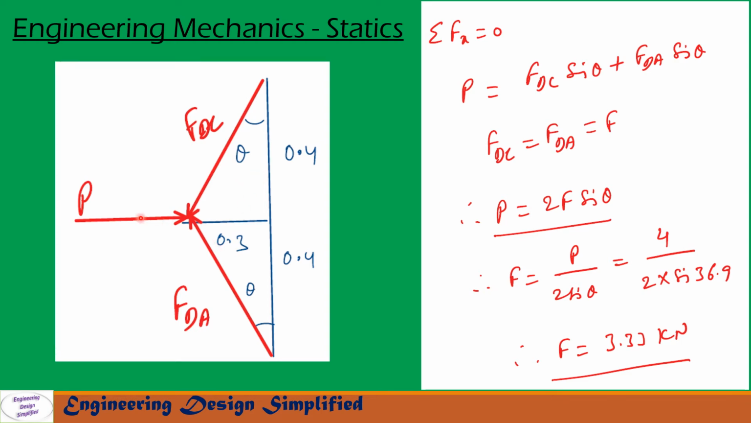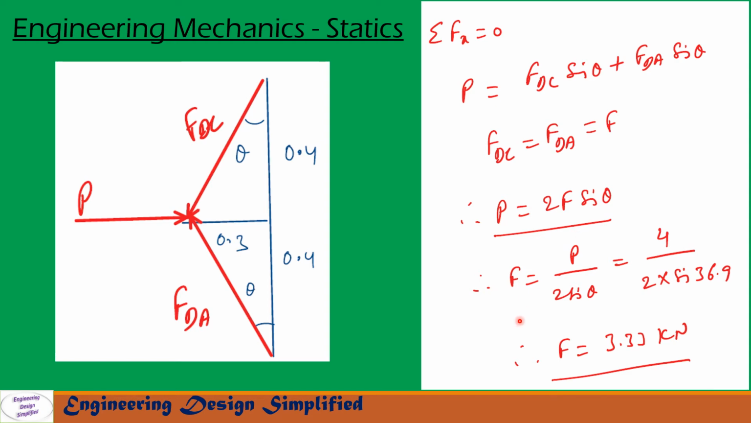Now let us resolve forces along horizontal x-axis. So sigma Fx equal to 0. So P equal to FDC sin theta plus FDA sin theta. So by looking at this picture, we know that FDC equal to FDA, and we can call that equal to F. So by simplifying this, we get P equal to 2F sin theta.